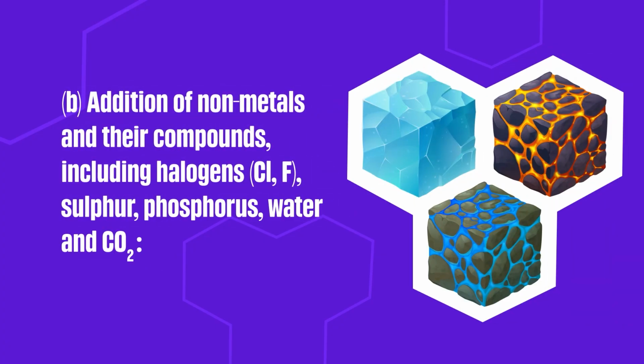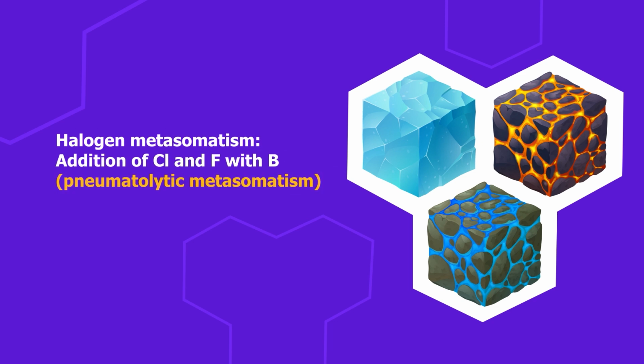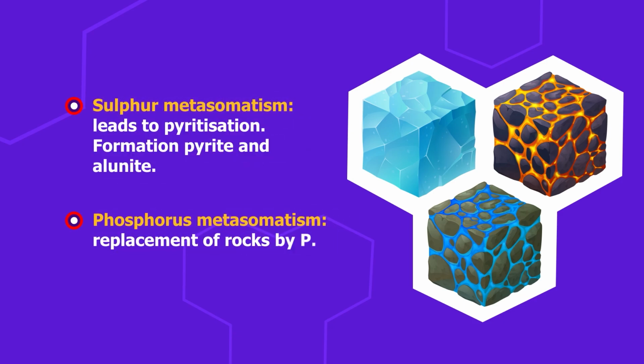Addition of nonmetals and their compounds including halogens such as chlorine, fluorine, these are the two halogens, and sulfur, phosphorus, water and CO2 is taking place in this kind of metasomatism. In case of halogen metasomatism, addition of chlorine and fluorine with boron is taking place, and this kind of metasomatism is known as pneumatolytic metasomatism. First, I will take up the sulfur metasomatism. It leads to pyritization, formation of pyrite, alunite.